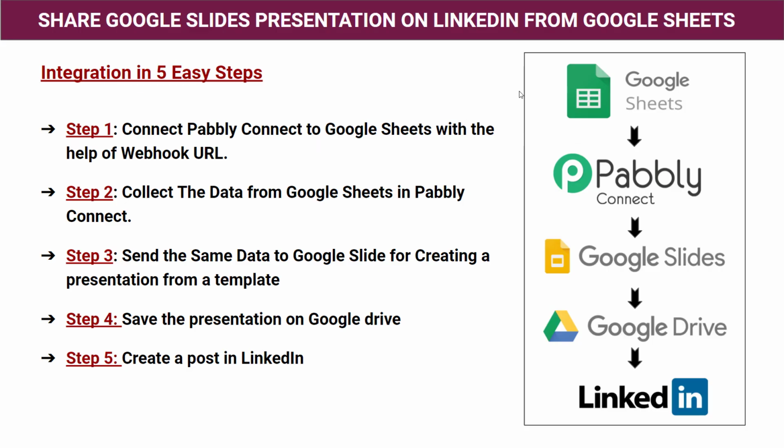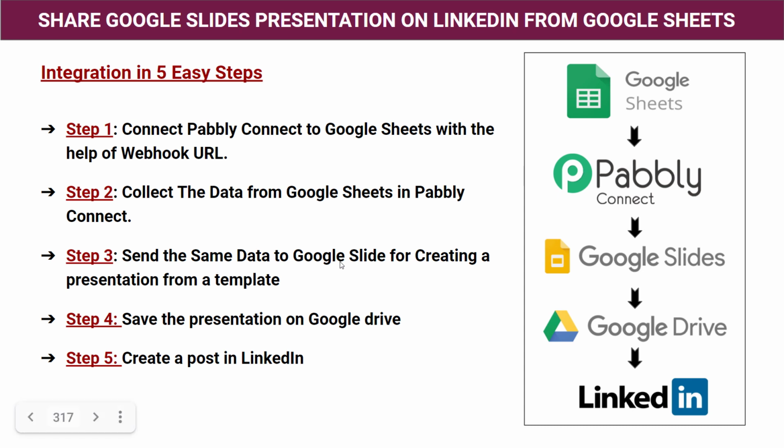Okay, so these are the steps that we have to follow. Now in step 1, you are going to integrate Google Sheets and Pabbly Connect with the help of webhook URL. So basically you're just going to copy the webhook URL from Pabbly Connect and paste it into your Google Sheets. Now after that, you are going to create a dummy row in Google Sheets, and the data of that dummy row will automatically be available in Pabbly Connect.